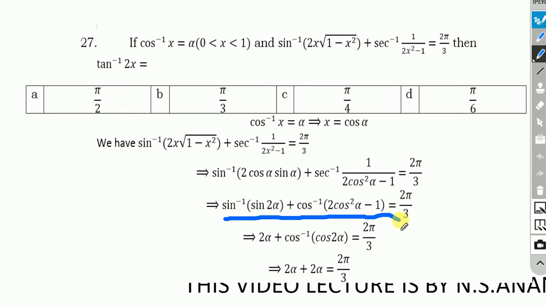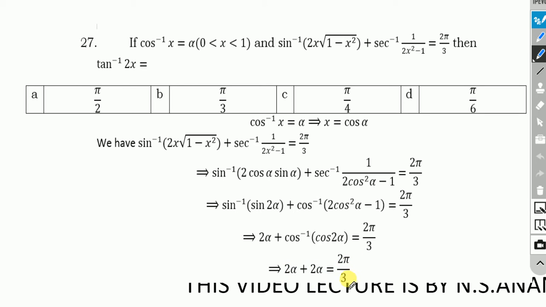Now sin inverse of sin 2 alpha is 2 alpha, and cos inverse of 2 cos square alpha minus 1 is nothing but cos 2 alpha, which is equal to 2 pi by 3. Now cos inverse of cos 2 alpha is 2 alpha. Therefore, 2 alpha plus 2 alpha is 4 alpha is equal to 2 pi by 3, or alpha is equal to, here I have 2 pi by 3, and on the left hand side I have 4 alpha. So it is 2 pi by 3 into 1 by 4, that is pi by 6 here.